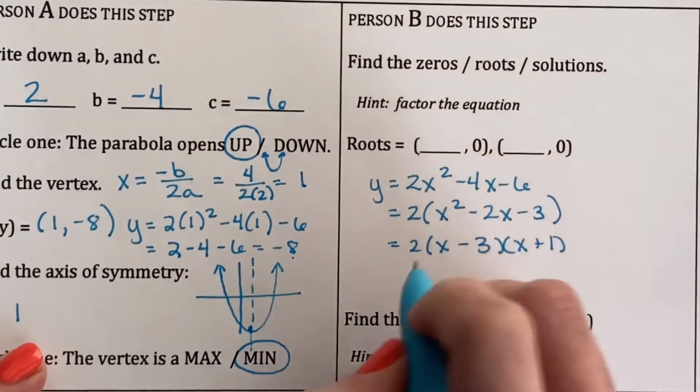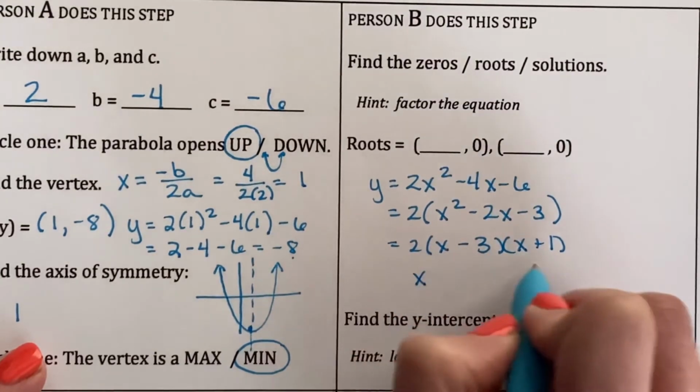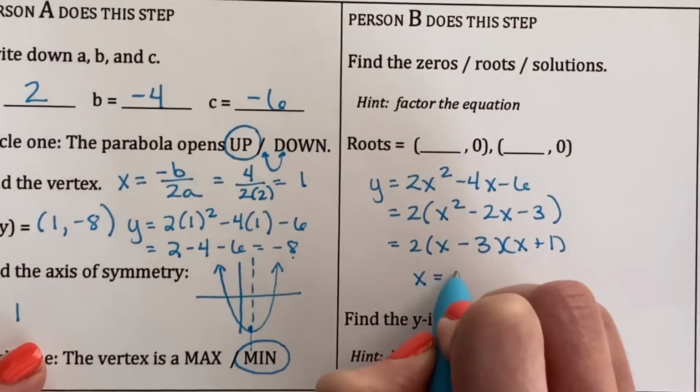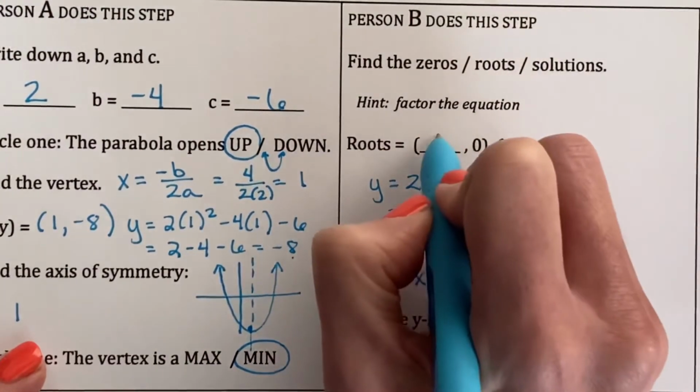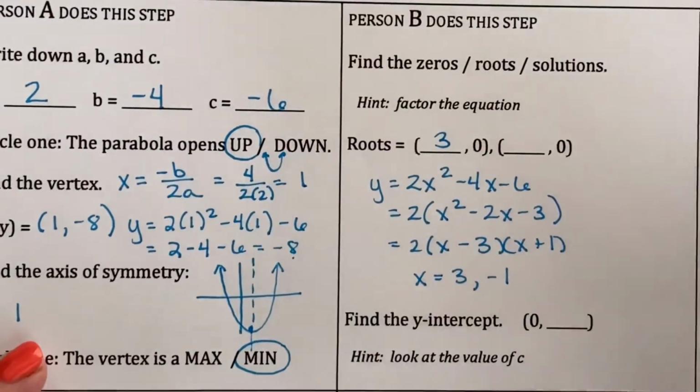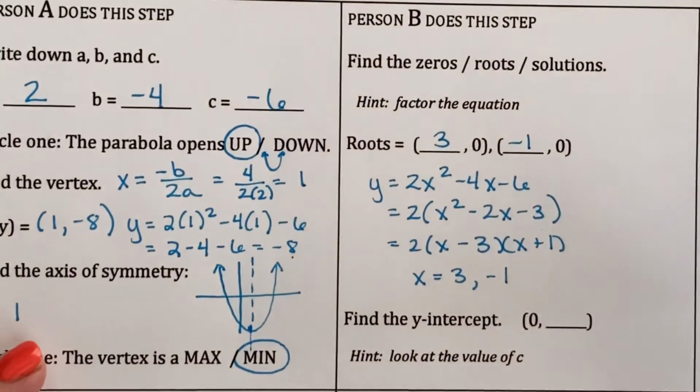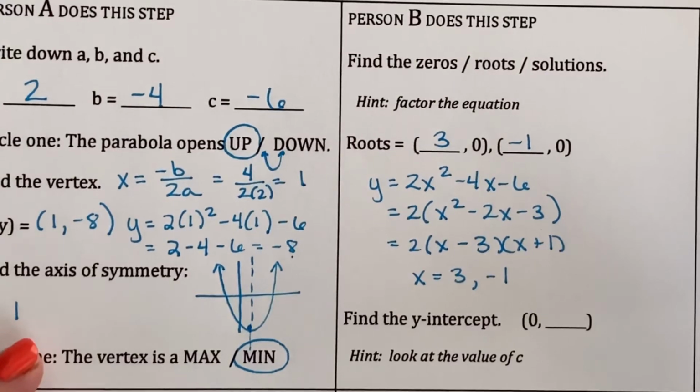So I factored it. Now when I set each of these equal to 0, I'm going to get x equals 3 and x equals negative 1, which means my roots are at (3, 0) and (negative 1, 0). That is where it's going to cross the x-axis.